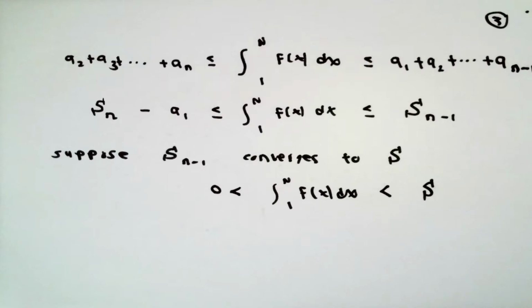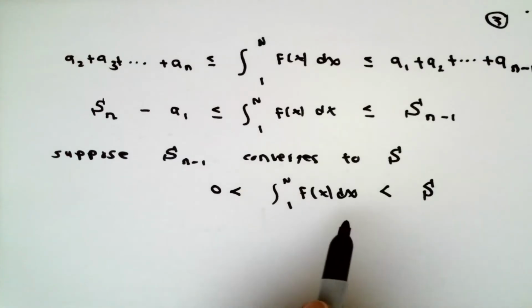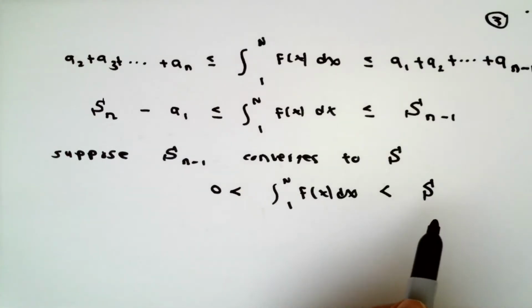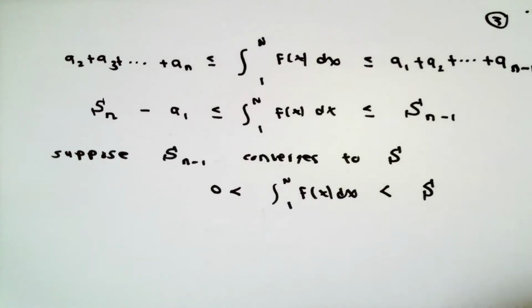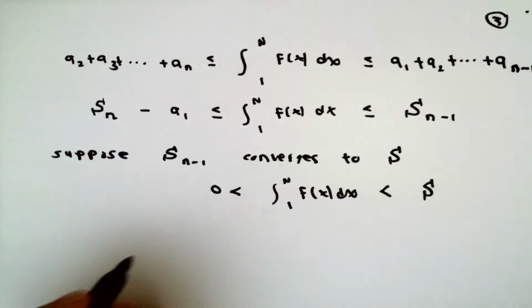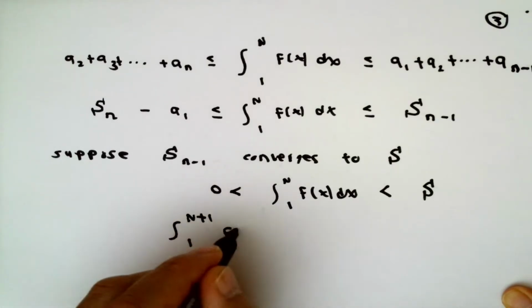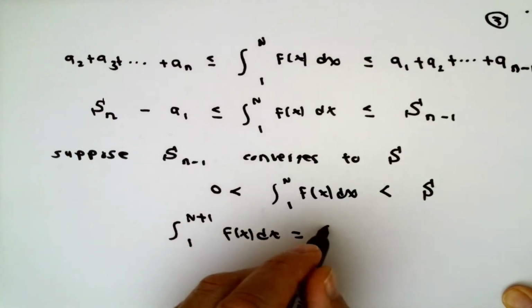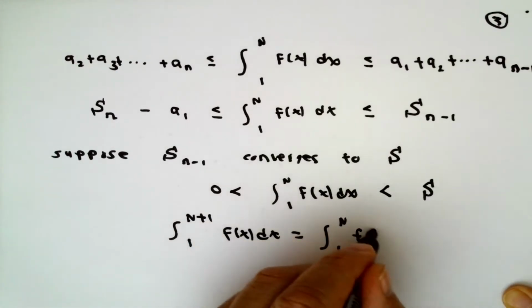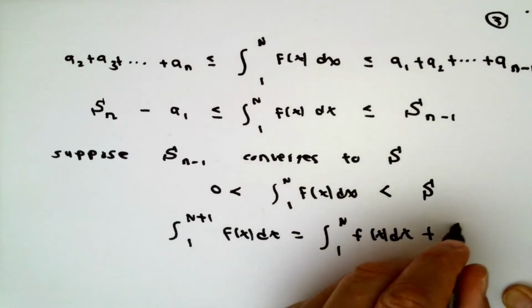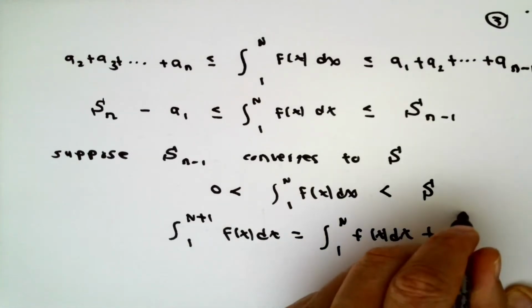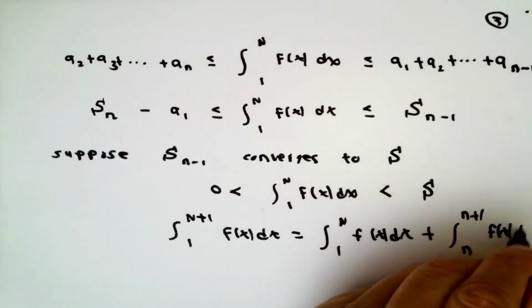So I know all of these integrals, the integral from 1 up to n of f of x dx, form a collection of numbers which is bounded. Each of these integrals is between 0 and capital S. Not only that, because the function is positive, if you were to look at the integral from 1 to n plus 1 of f of x dx, this would be the integral from 1 to n of f of x dx plus the integral from n to n plus 1 of f of x dx.